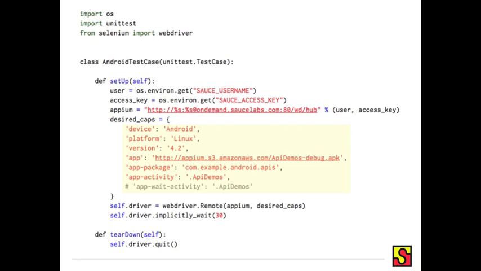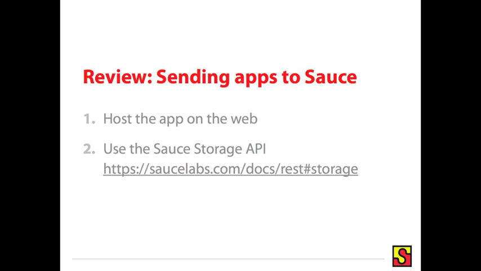So this is the setup and teardown function for a test class. Now let's look at an actual method. Oh, I forgot about this. I mentioned that there are two different ways to give Sauce your app for testing. One is to host the app on the web, which is what we're doing in this example. And the other is to use the Sauce Storage API. You can see documentation about how to use this API on our website.